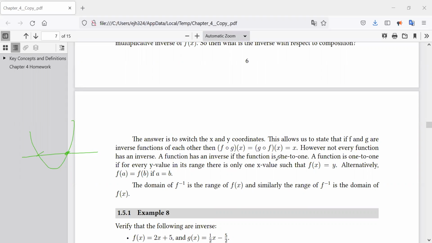So if we don't have a 1-to-1 function, if it fails the horizontal line test, then we don't have an inverse function.